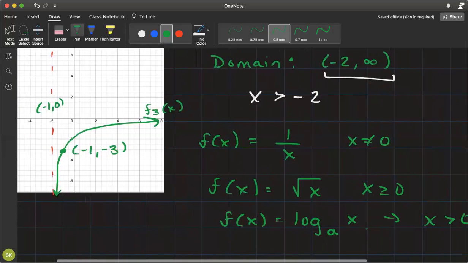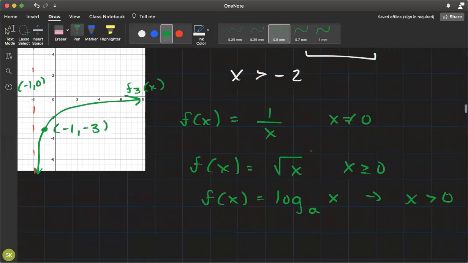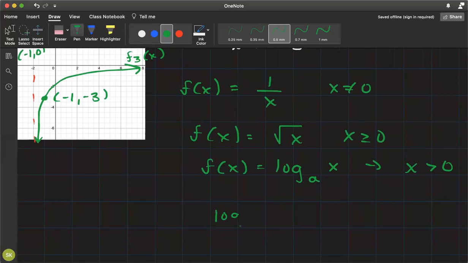Because you're never going to be able to get 0 when you put it in here. So for example, if you did log base 5 of 0, this is 5 to what power gives you 0, and there's no way to get 0. Okay, so this is another domain you have to memorize. And just like before, if I put x plus 2 here, I'd have to set x plus 2 greater than 0 and solve for x. If you put x plus 2 here, you'd have to move the 2 to the other side, just like before.